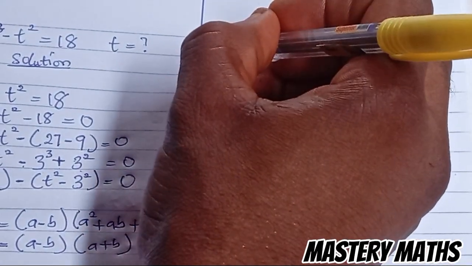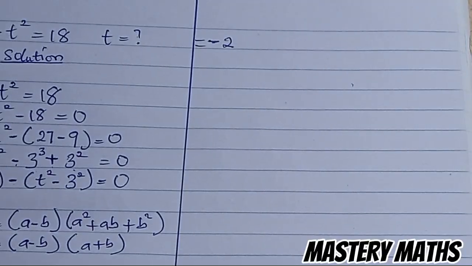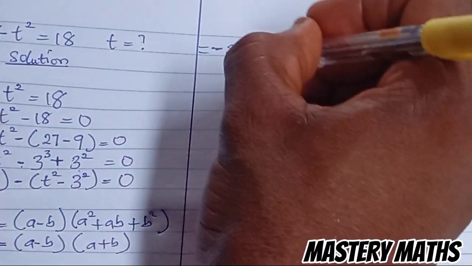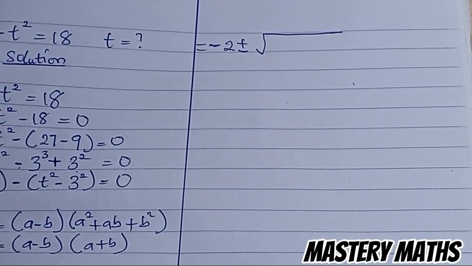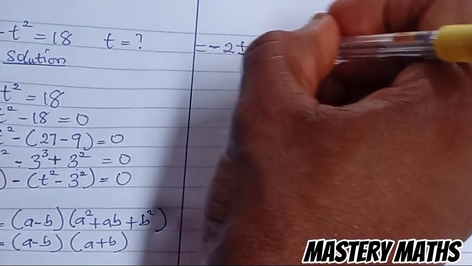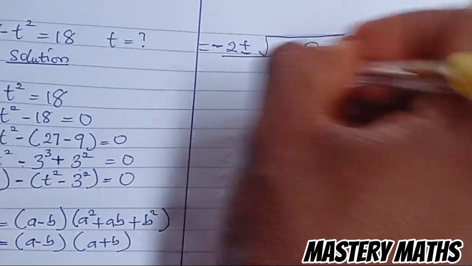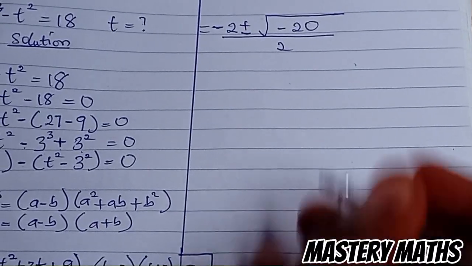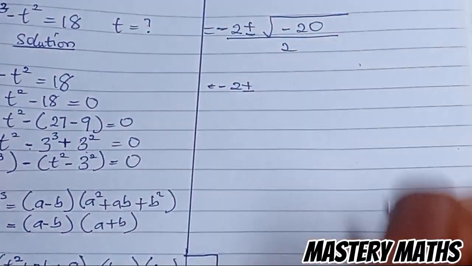You have your minus 2 equal to minus 2, then your plus or minus, which is the 4 minus 24 that we did down there, giving us minus 20 over your 2. So I've been doing this. What should we do? Now the next will be equal to minus 2 plus or minus.